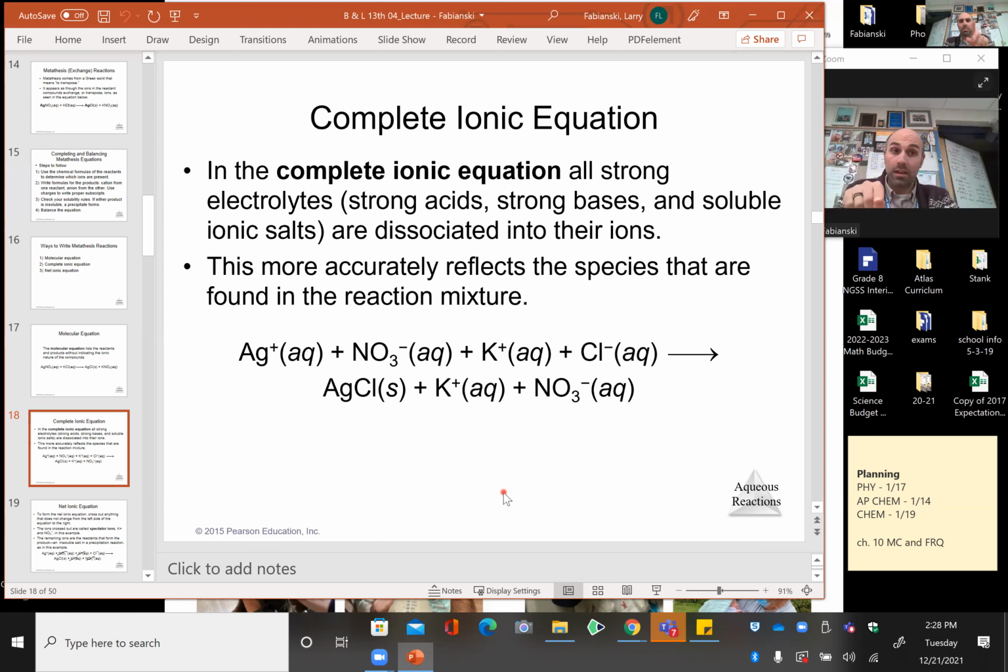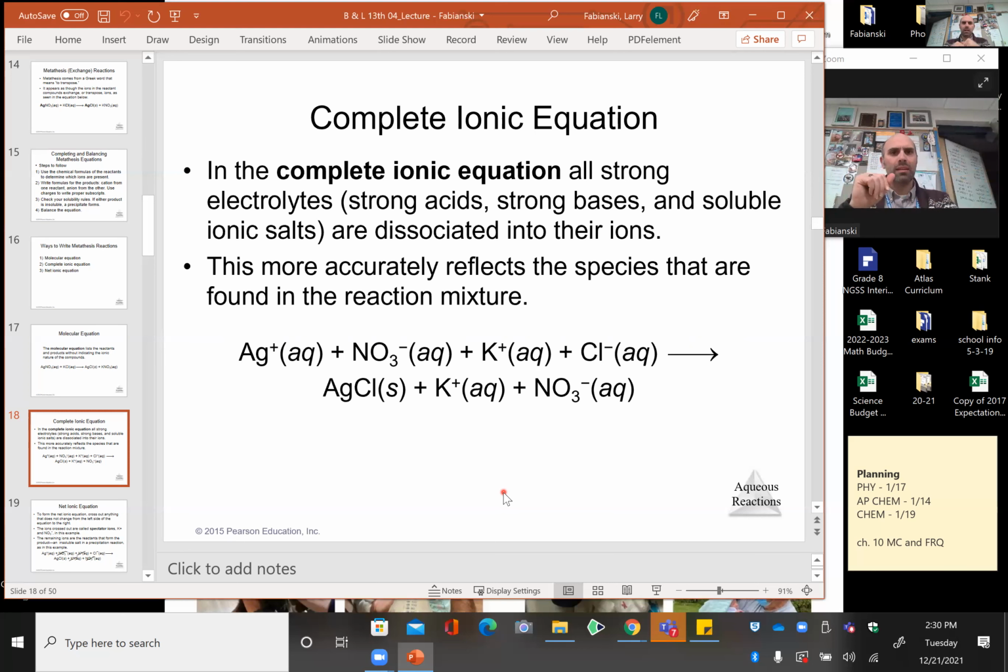This now allows us to get to our net ionic equation. Looking at this, you see you have a silver on one side, but a silver chloride on the other. You have a chlorine on one side, but a silver chloride on the other. But then you also see a nitrate on one side and a nitrate on the other, and a potassium on one side and a potassium on the other. When you have two of the same thing on either side of the arrow, that allows you to cancel them out. These are known as your spectator ions.